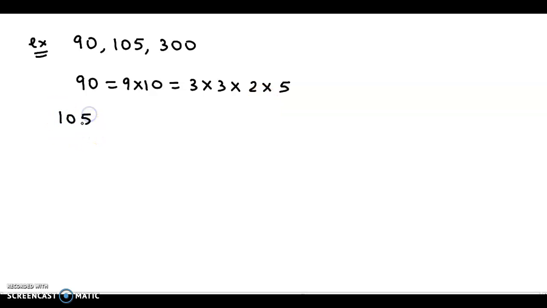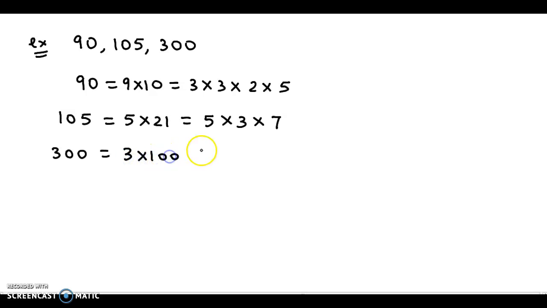Then 105, now this is a multiple of 5, so 5 into 21 is 105, but 21 we could further factorize as 3 into 7, and lastly we have 300, so this would be 3 into 100.